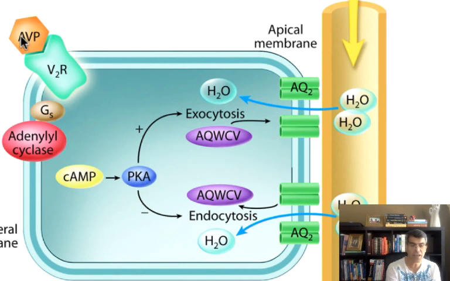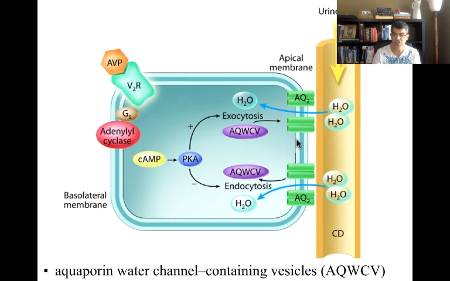So the function of the ADH is inserting these aquaporin channels in the wall of your collecting duct. As a result, water can come out. If you don't have ADH, you don't have these channels, and as a result, water is going to stay inside the collecting duct and you pee more. That's why we call it antidiuretic hormone. Antidiuretic hormone is going to be against urination. That's one function for antidiuretic hormone.